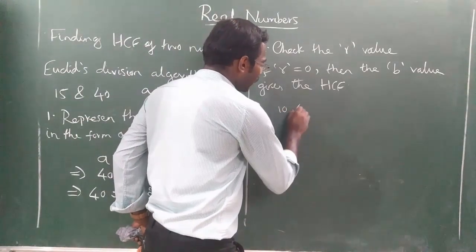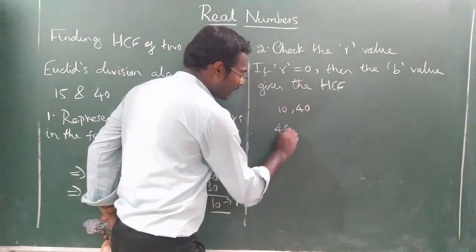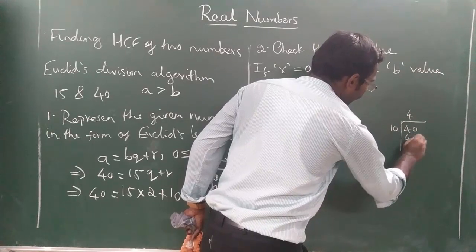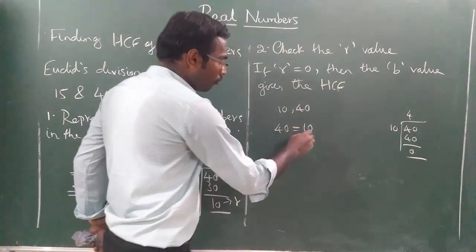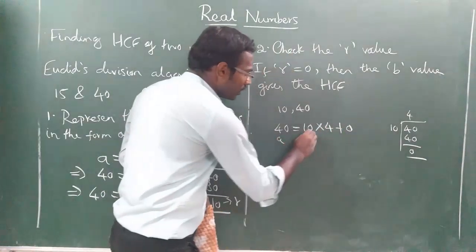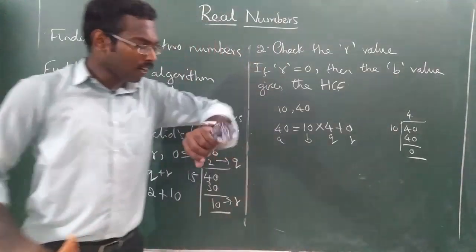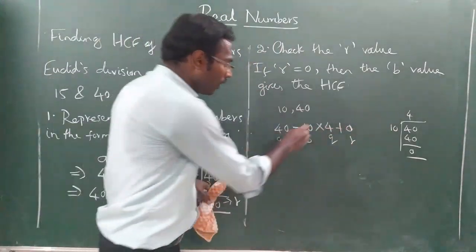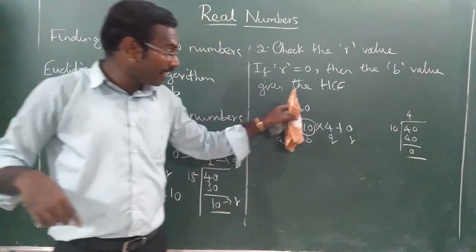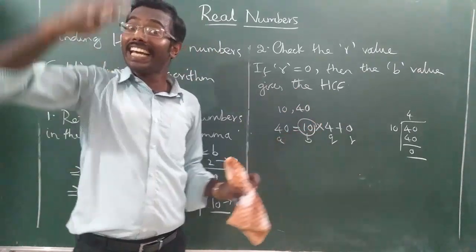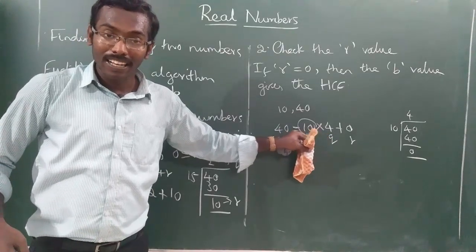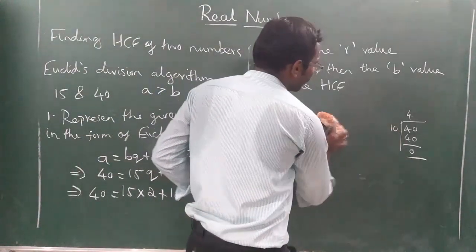I will give you an example. Let us take 10 and 40. 10 and 40 will be represented as 40 is equal to 10. So 40 divided by 10: 4 tens are 40. Remainder is 0. Okay. So it will be represented as 10 into 4 plus 0. Here this is A, this is B, this is Q, this is R. Are you all following? Okay. So the remainder is 0. Therefore the B value is taken as HCF. We already solved this: HCF of 10 and 40 is 10. Understood? In case the remainder value is 0, then the B value is taken as the HCF. But here the remainder is not 0.